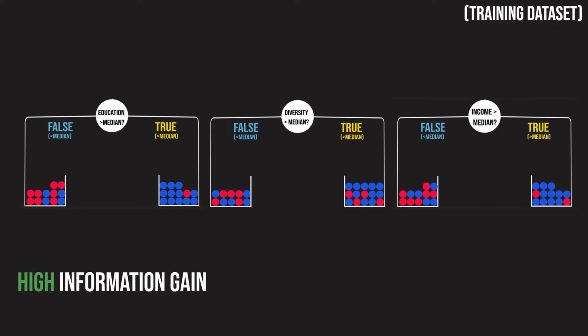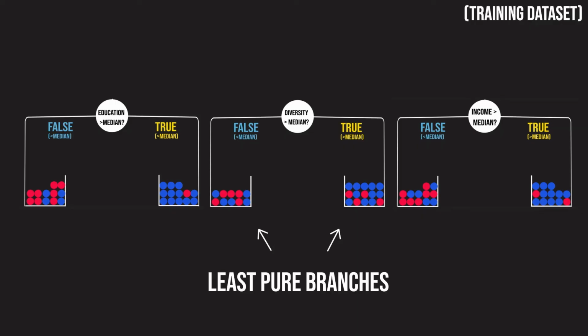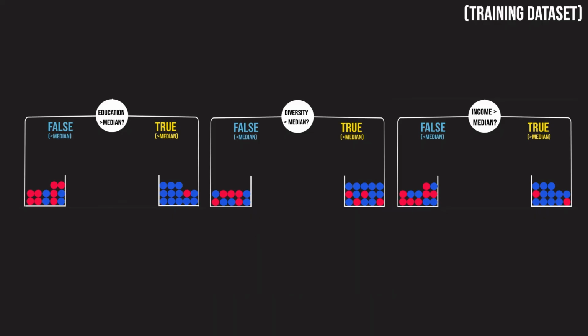Splitting on racial diversity would have been the worst choice. Although the true branch contains mostly blue states, the false branch is basically 50-50 red and blue. Knowing the state lacks diversity adds almost no new information to the model. The information gain from racial diversity is very low.